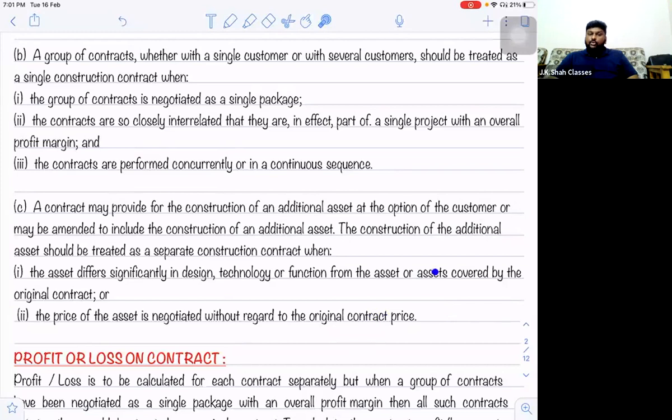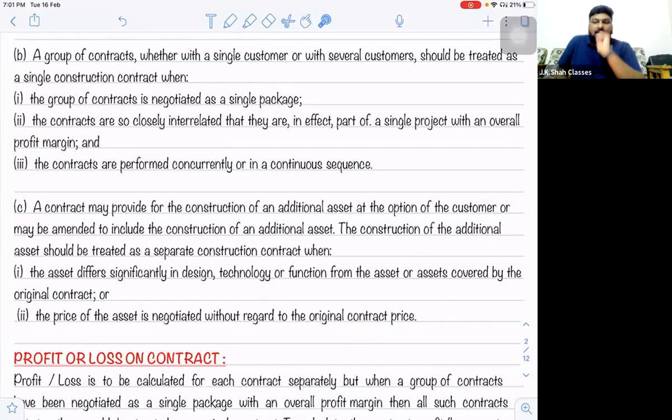So if any one of the 2 conditions is satisfied, you can definitely say it is a separate construction contract. So what are the conditions? Sir, the first condition is it is technically different from the original asset, and second, the prices are also negotiated separately. Means the prices have got nothing to do with the original asset. And I'll give you one more example for this.